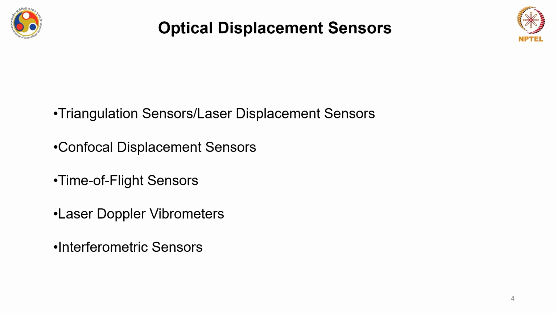Categorically, we have various kinds of optical displacement sensors, including triangulation sensors, which are also known as laser displacement sensors. We have confocal displacement sensors, time of flight displacement sensors, and laser Doppler vibrometers, which are also a kind of displacement sensor, but mostly utilized for vibration measurement. And then we have the very prominent interferometric sensors. There are other kinds of sensors also based on gratings and other things. We'll talk about them in brief.